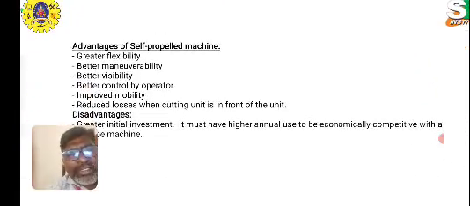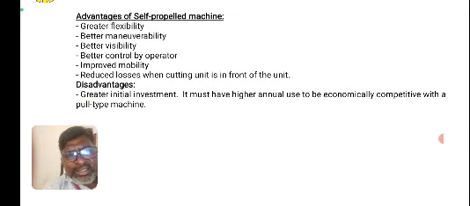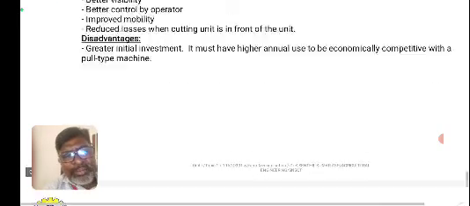And the advantages of self-propelled machines: greater flexibility, better visibility, better control by the operator, improved mobility. And the disadvantages: greater initial investment. Since it is a self-propelled one, the investment will be more compared with the other types of implements. It must have a high annual use to be economically competitive with pull type machines.